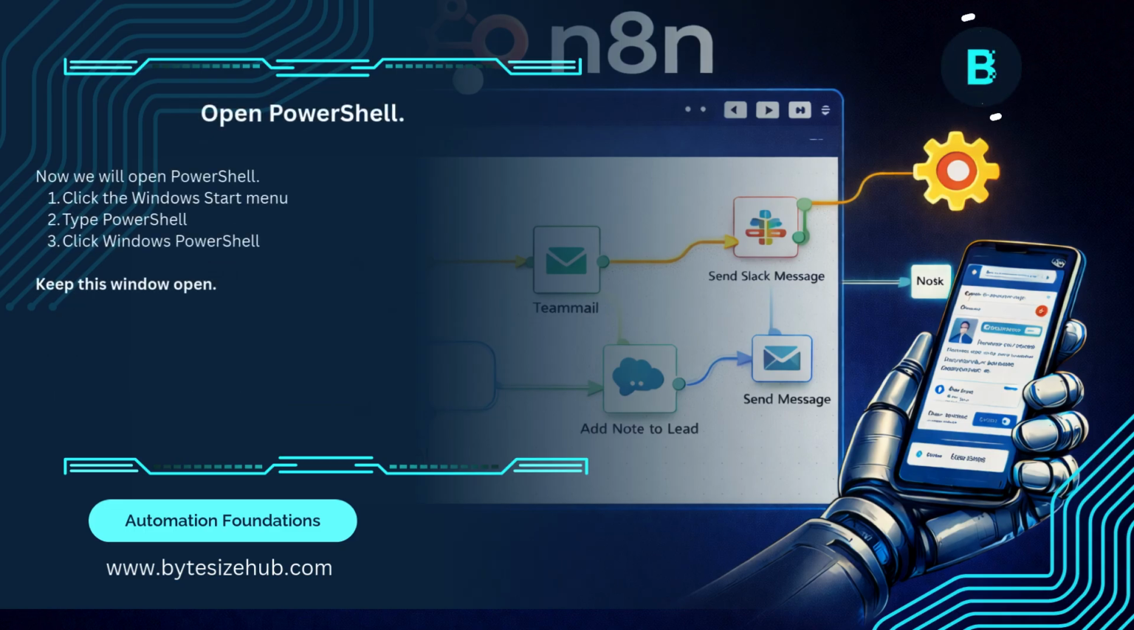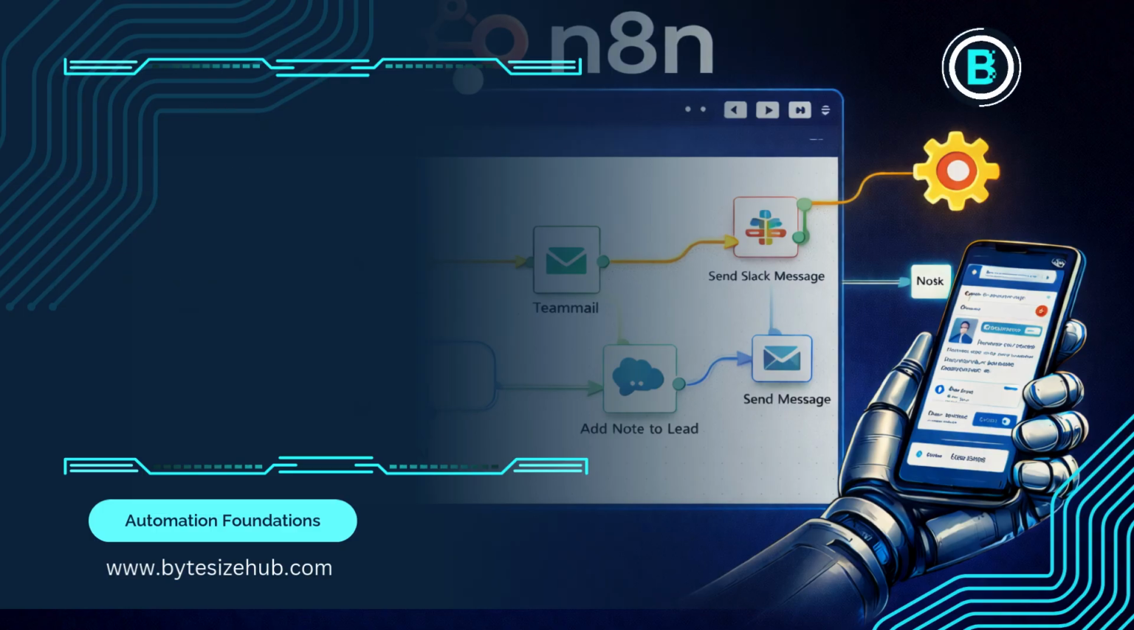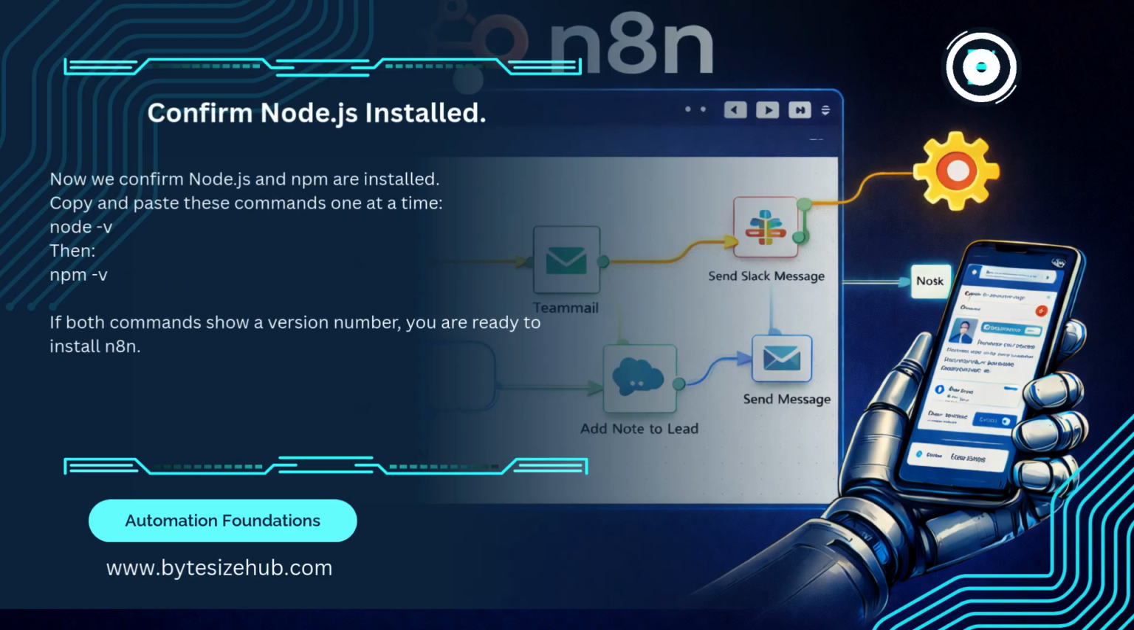Open PowerShell. Now we will open PowerShell. Click the Windows Start menu. Type PowerShell. Click Windows PowerShell. Keep this window open. Confirm Node.js installed. Now we confirm Node.js and npm are installed. Copy and paste these commands one at a time. If both commands show a version number, you are ready to install n8n.